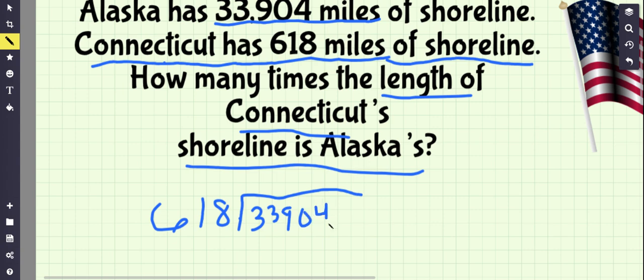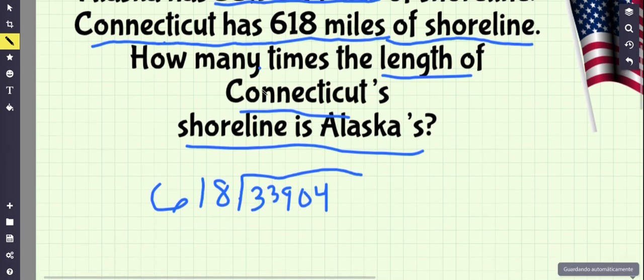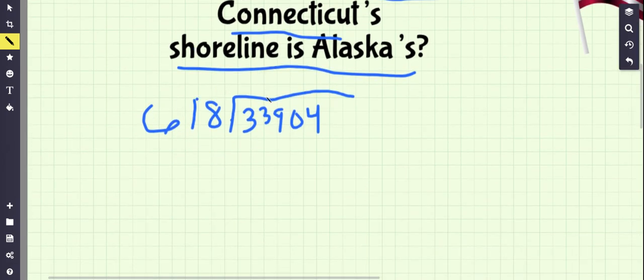So I want you to think about this problem for a minute. How can we solve the problem? Look at the hundreds. Can it fit in the hundreds? How do we move on? I want you to think about that.